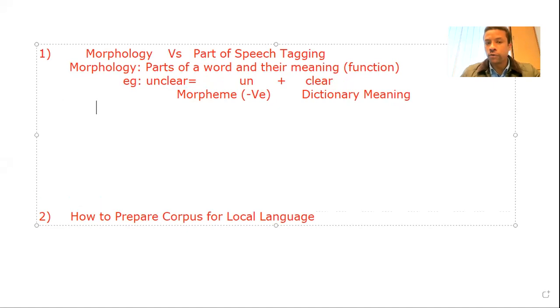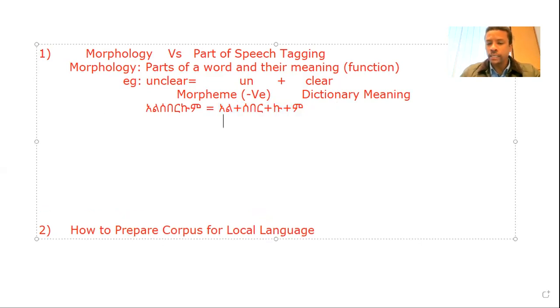And the same is true for Amharic, for example. If you take the word, let's say, "al-sabarkum", let's take this one. It appears to be a single string, but if you do the morphological analysis of this word, it would be a combination of "al", then "sabbar", then "ku", then "m". So what we call morphology is to make an analysis of these parts of the word. As you can see, these are parts of the word. So what we're going to do is try to give a meaning to each part of them.